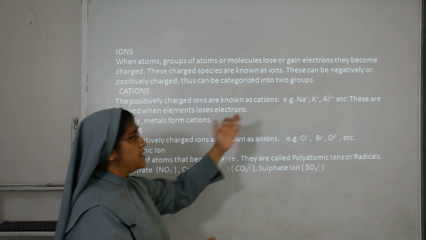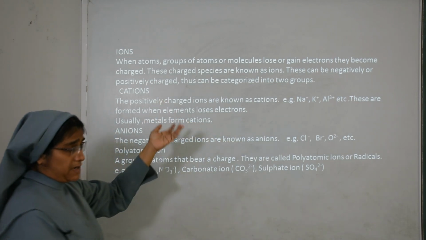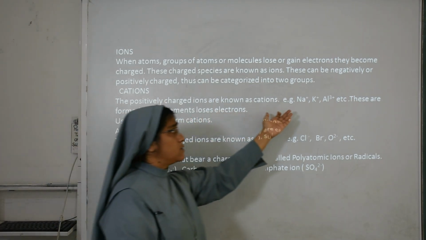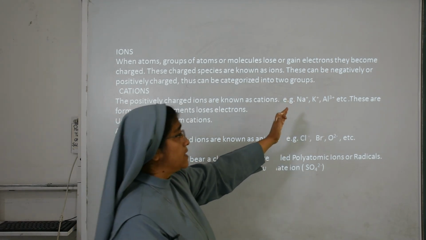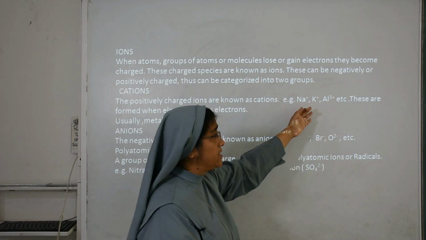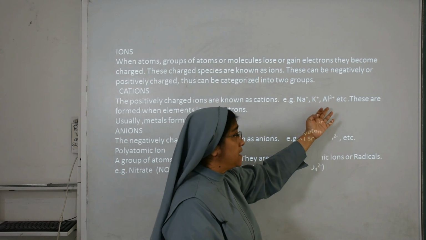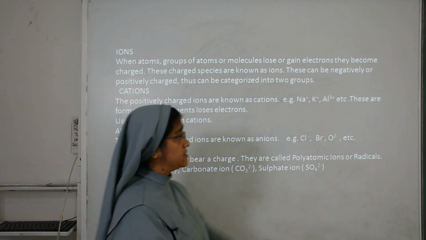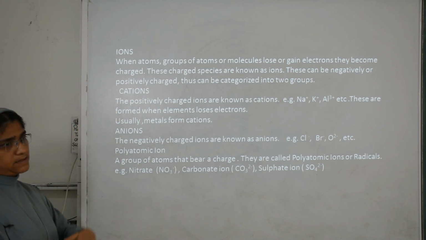So we can see Na plus. Why do we get Na plus? Sodium is losing an electron, so sodium gets the positive charge. In the case of potassium, it is losing an electron, so it gets the positive charge. Then aluminum loses 3 electrons, so it gets 3 plus. These are formed when elements lose electrons. So positively charged ions are known as cations.